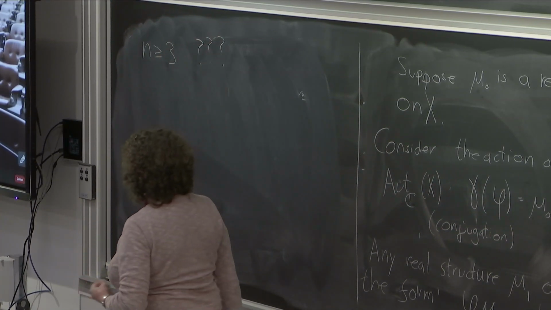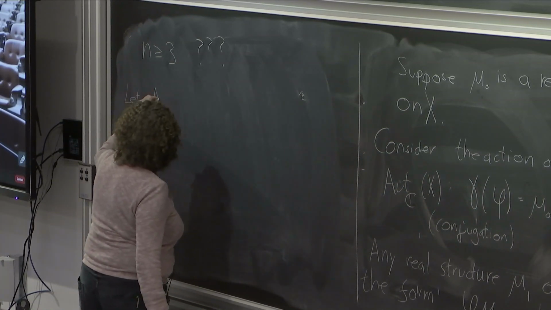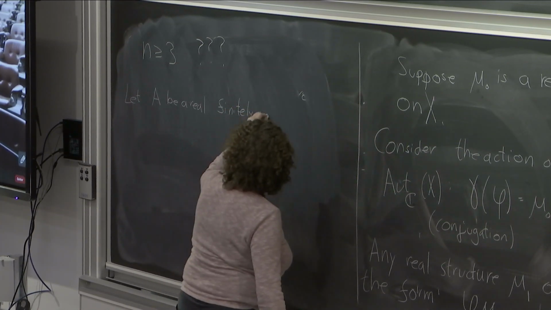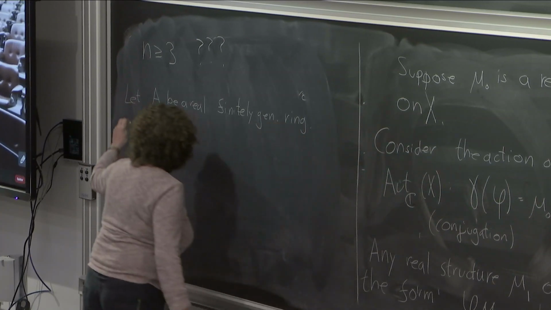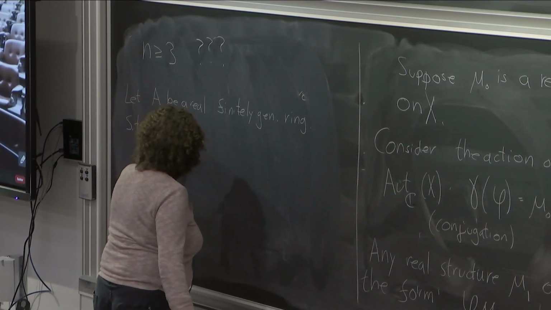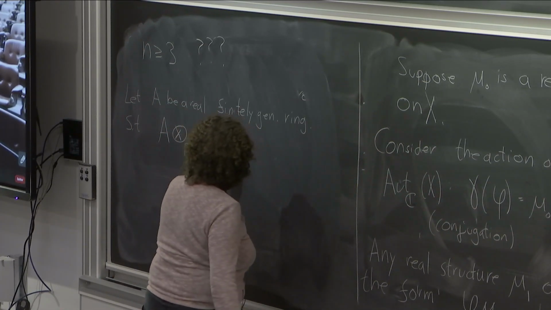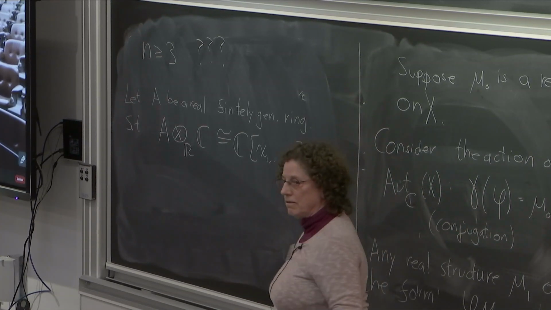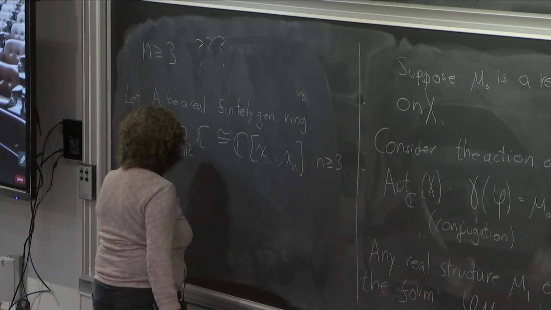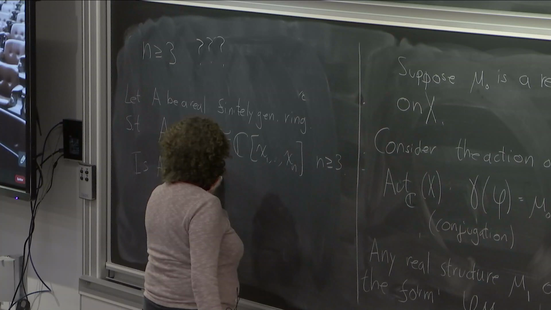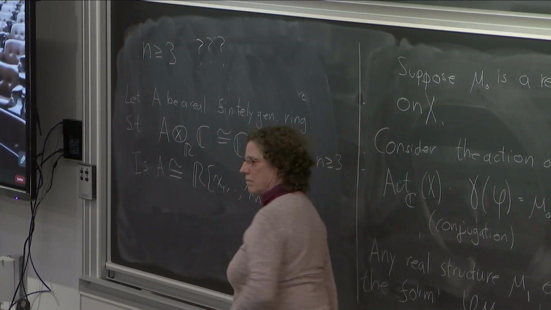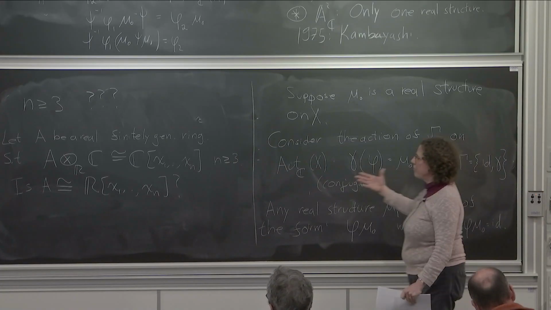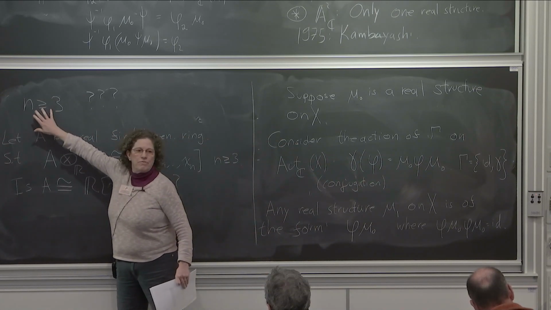A way of saying this question is: let A be a real finitely generated ring such that when I take A and tensor over R with C, I have a polynomial ring in n variables, with n at least 3. The question is, is A isomorphic to R[x1,...,xn]? Surprising to me that we don't know the answer to that. But we don't. The reason it's difficult is because the group of automorphisms of affine space starting at n equals 3 is very complicated.